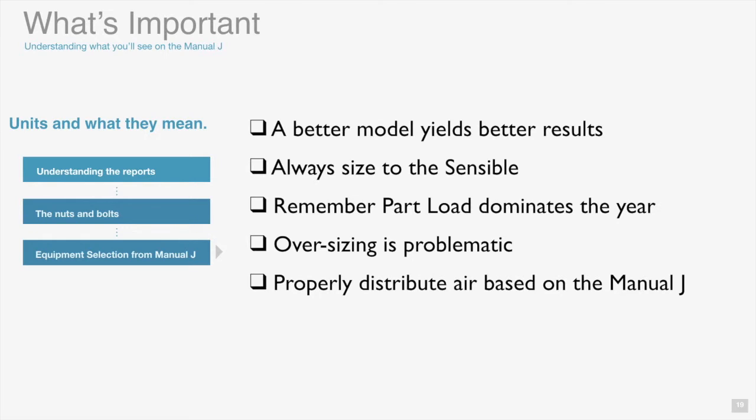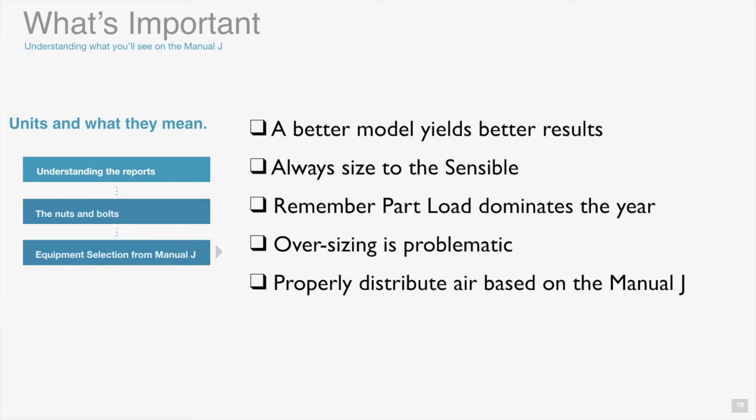Remember, when you're picking units, you really only want to look at the sensible heat gain of the house. That is going to be the most important value there. The latent will be taken care of by the air conditioning running as long as you size the house correctly. The sensible is the most important piece of the puzzle. So make sure the sensible capacity of your unit is sized appropriately and closely to the sensible load of your house.